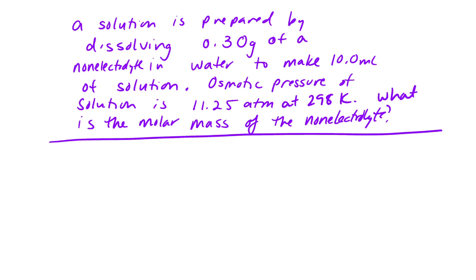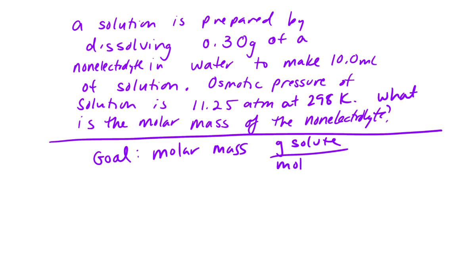So the goal here is to determine molar mass, which would be in units of grams of solute per mole of solute, or just simply grams per mole. What we know is the osmotic pressure, and we have our osmotic pressure equation, pi equals I times M times R times T. Our van't Hoff factor is I. We have a non-electrolyte, so I in that case is going to be 1.